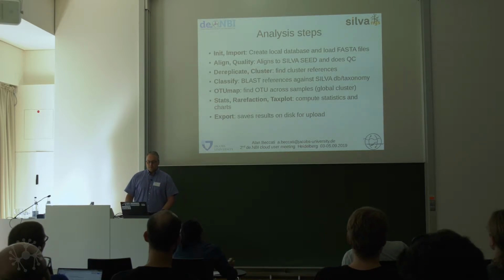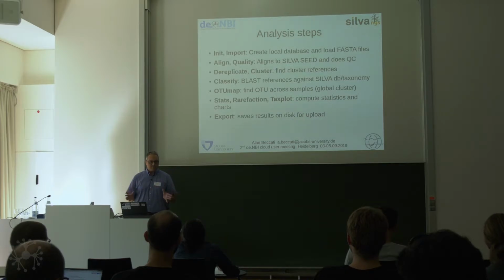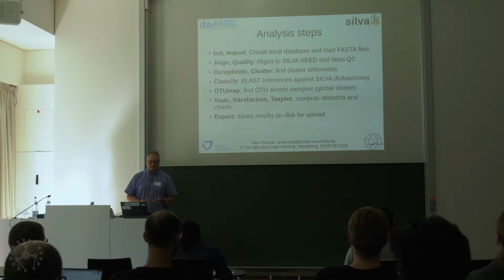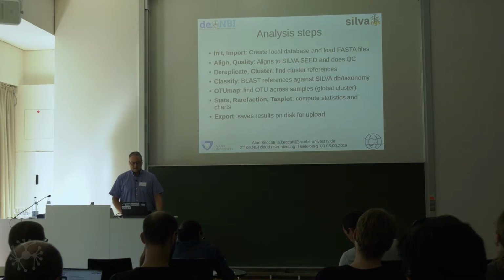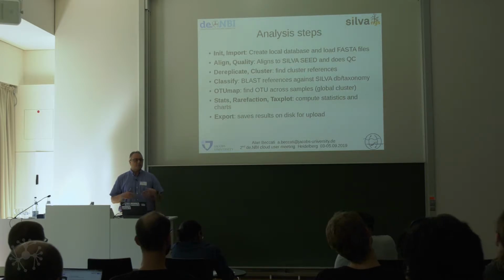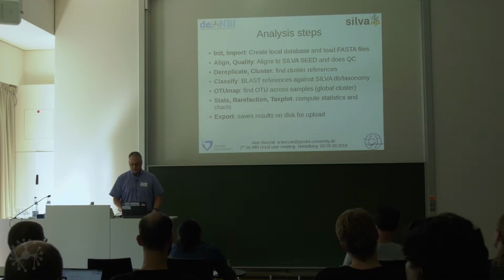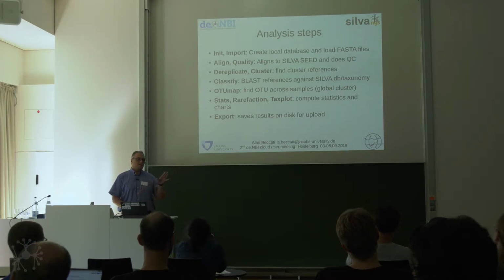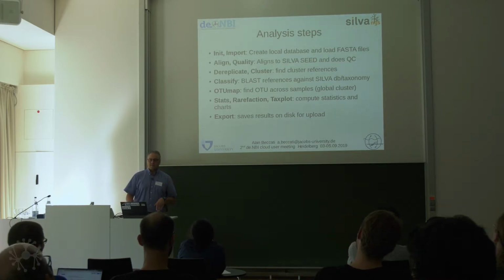The next step is the OTU map, where you find the operational taxonomic units across the samples, which is equivalent to a global clustering of the whole data set. The user can upload one file for each sample, and the global clustering is across all the samples that the user provided for the analysis. Then we have the stats, rarefaction, and taxplot modules that compute the graphs, charts, and files for the user to download the results. Finally, the export module will save the results from the database to the hard drive to get uploaded to the server. So this is basically all the steps of the platform.